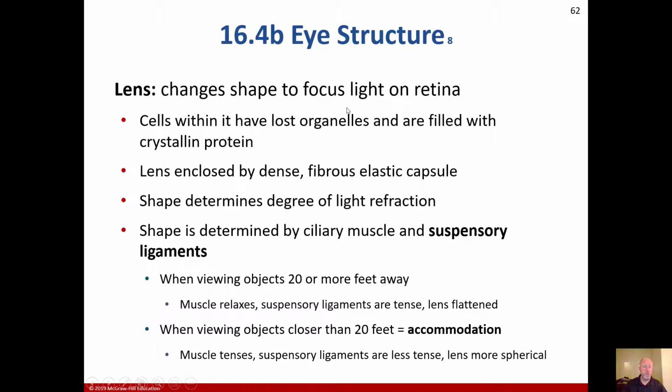The lens, of course, changes shape to focus light on the retina. That's part of a question on your exam, talking about the rods and the cones, which we'll talk about, as well as accommodation. When you're viewing objects closer than 20 feet, we're looking at accommodation, where the muscle tenses, suspensory ligaments are less tense, and the lens is more spherical. That is on the exam. You need to know that.